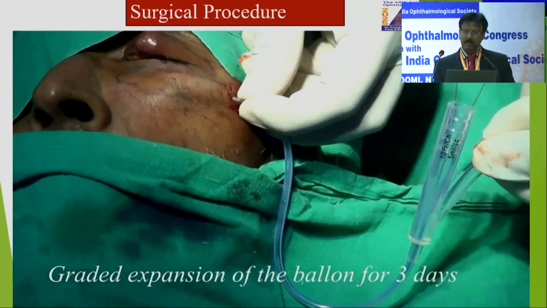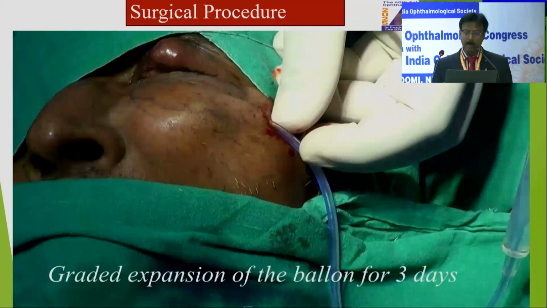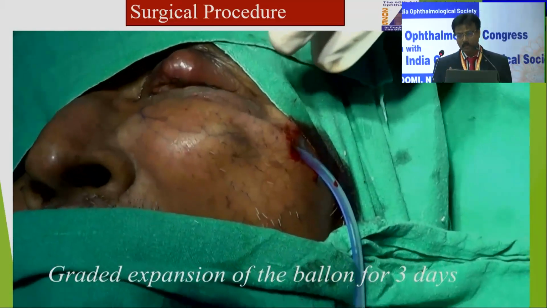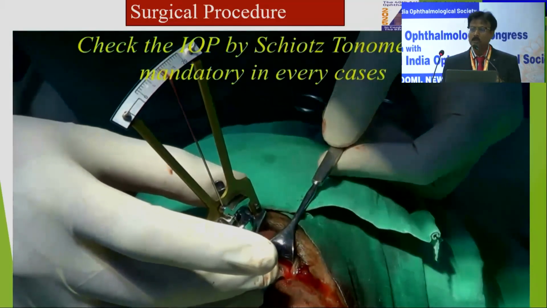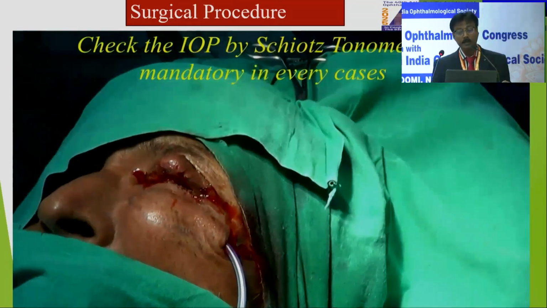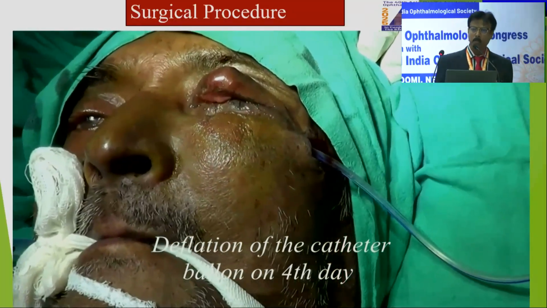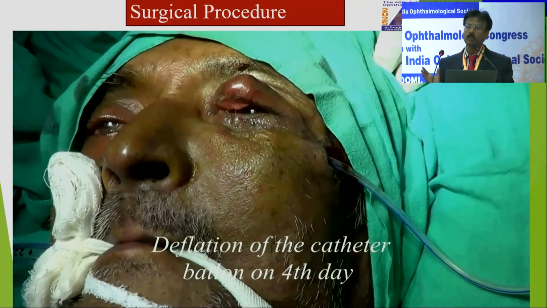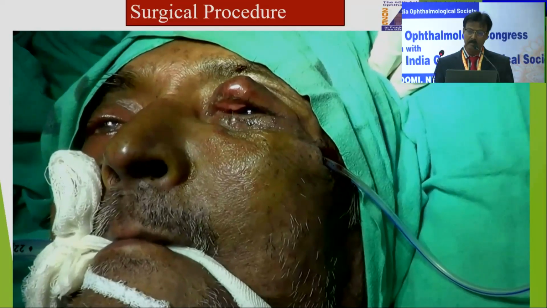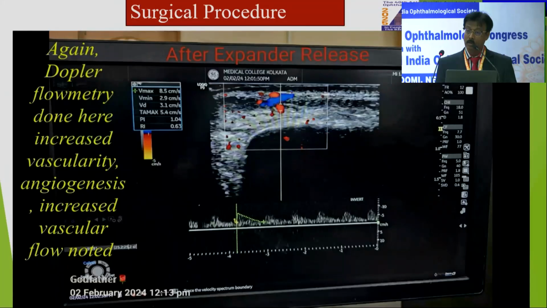This is a 10 French or 14 French balloon catheter used for the expansion of the tissues. Plastic surgeons basically use expansion of the skin, but we are expanding the skin-muscle complex for the first time, and this is a success in recruiting extra tissue. IOP is measured very carefully. When you expand the tissue in the infraorbital region, at any moment the force transmitted to the eyeball may cause increased IOP. If not detected, it is a blunder that may lead to optic atrophy and glaucomatous optic atrophy. Again, Doppler flowmetry is done to confirm the increased vascularity.